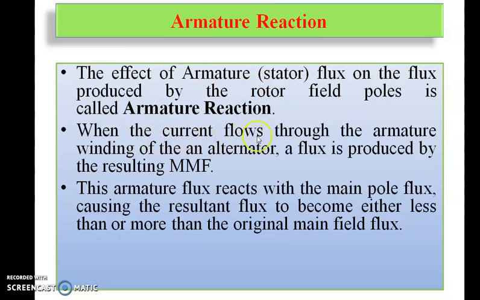When the current flows through the armature winding of an alternator, a flux is produced by a resulting mmf. Okay, when the current flows through the armature winding of the alternator, obviously flux is produced. This armature flux reacts with the main pole flux, causing the resultant flux to become either less than or more than the original main field flux.